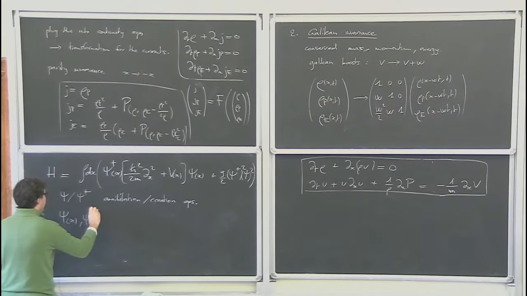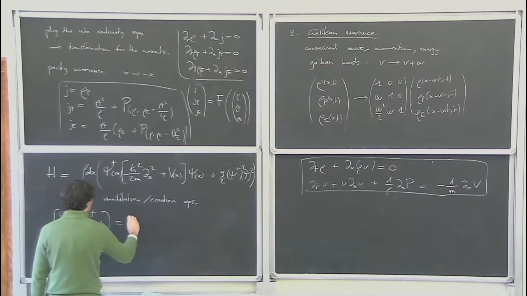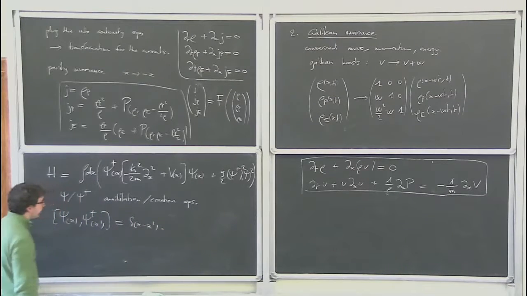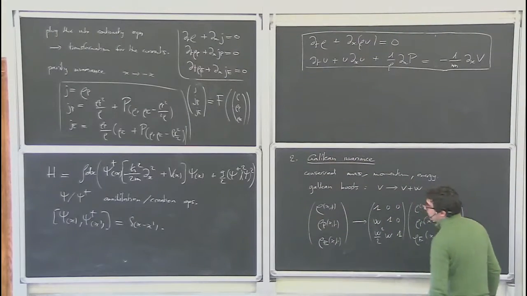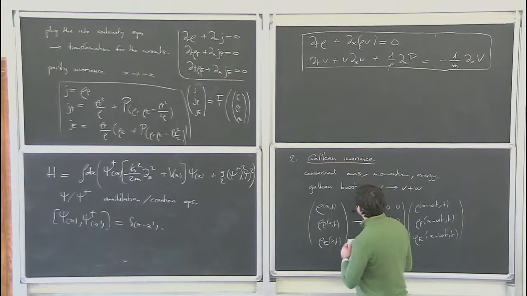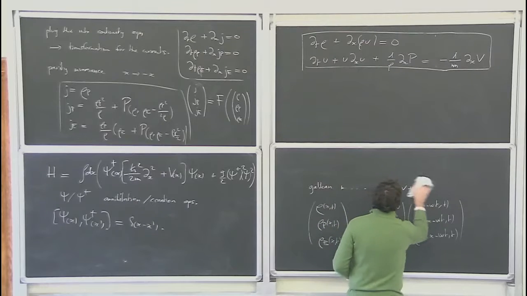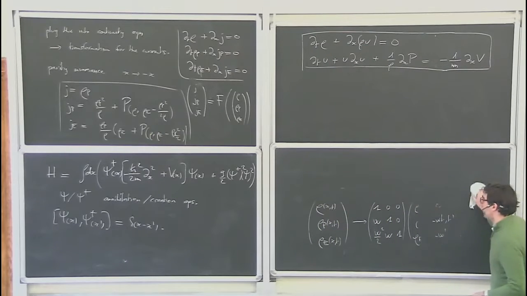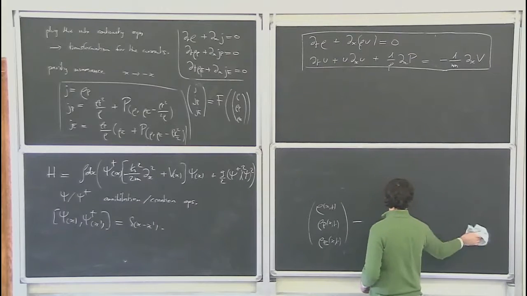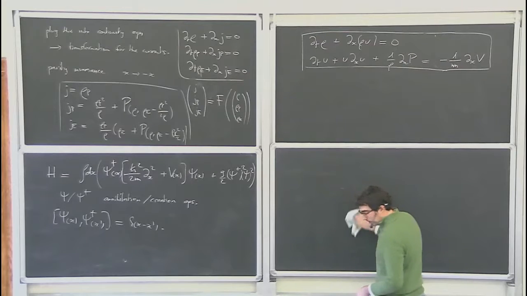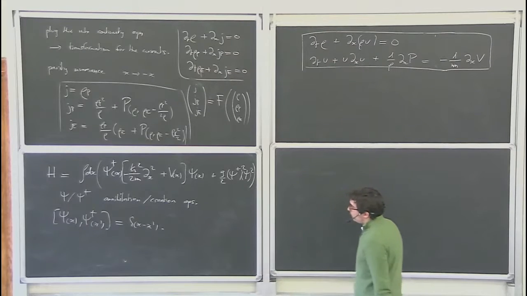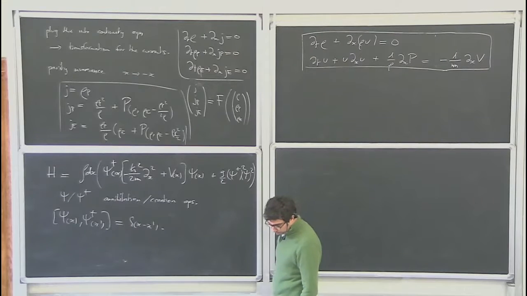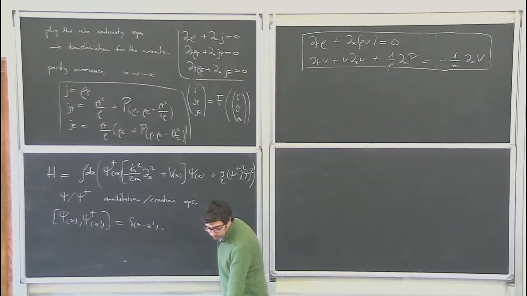So they satisfy the canonical commutation relations. And solving this problem for a reasonably large number of particles is just impossible, even numerically. I mean, the state of the art numerically is to do something like 40 or 50 particles. And if you want to model an experiment, depending on the experiments, you may need a few thousands of particles. So this is not good. But you can apply a hydrodynamic description.